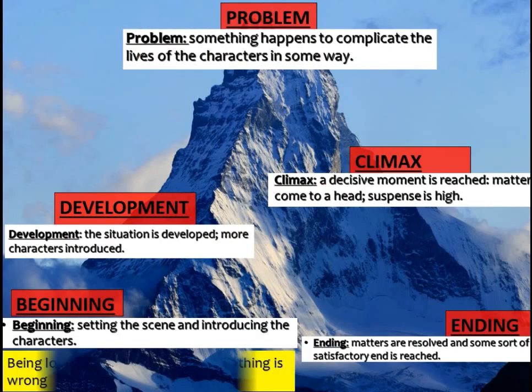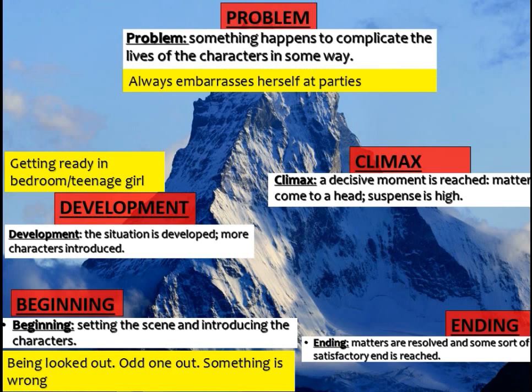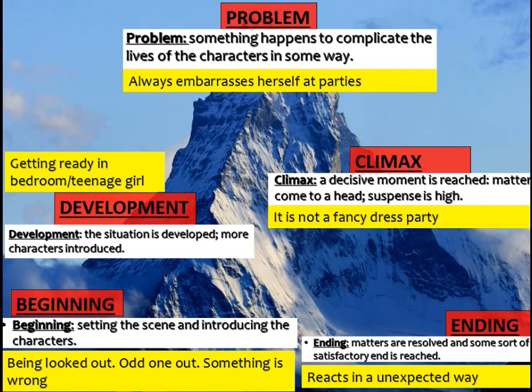The beginning for this one would be, she's been looked at, she's the odd one out, something is wrong. The development is she's getting ready in a bedroom, almost like a teenage girl, singing into a hairbrush, getting ready, applying makeup. The problem is that we are told as readers that she's already embarrassed herself at a few different parties with various mishaps. The climax is, even though we're given a hint in the setting, we find out she's not at a fancy dress party, but she's dressed up like a Playboy bunny. And the ending is she reacts in an unexpected way.